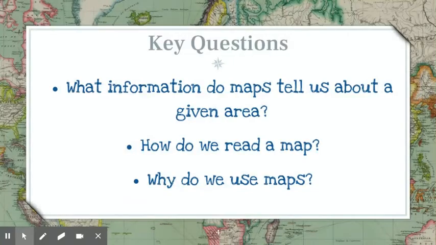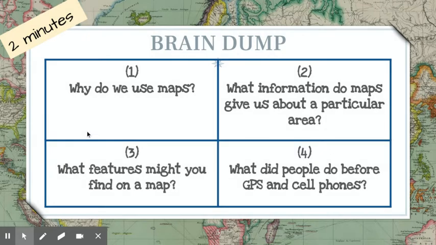The key questions for Topic 1: we will answer these three questions in the middle of Topic 1, and by the end of Topic 1, your students should be able to answer them. The first one is, what information do maps tell us about a given area? How do we read a map, and how do we use a map? With just Lesson 1, your child should be able to tell you by the end of this lesson what information maps tell us.